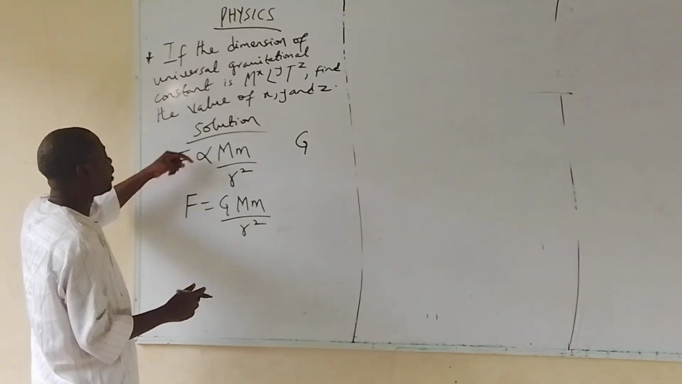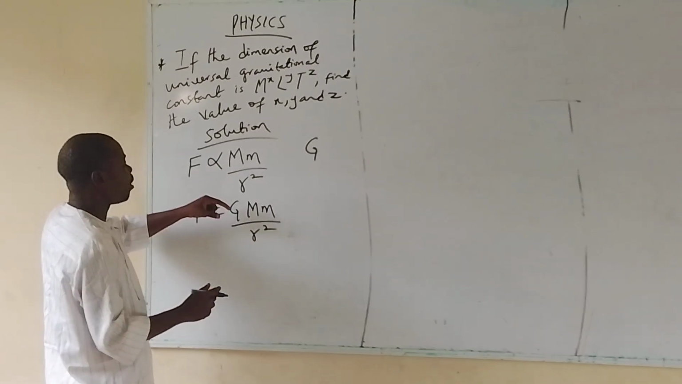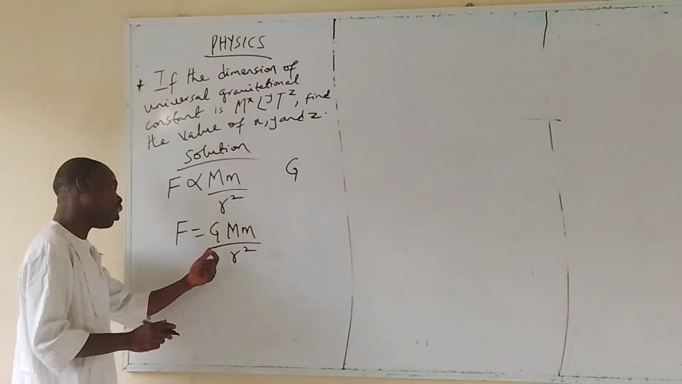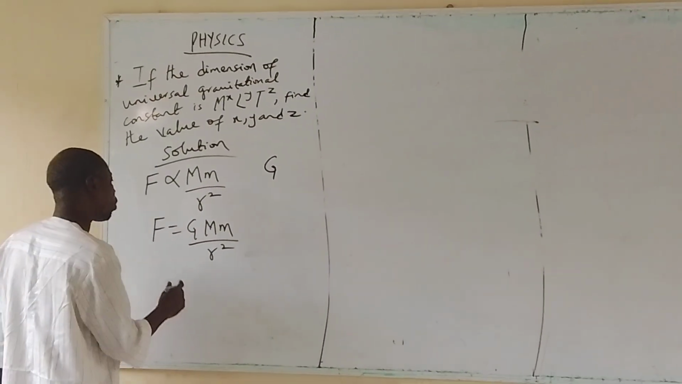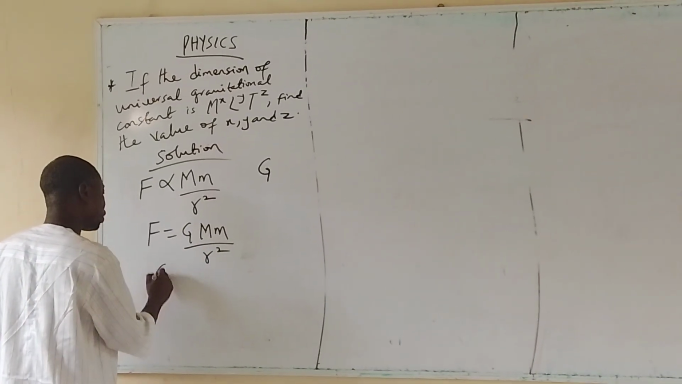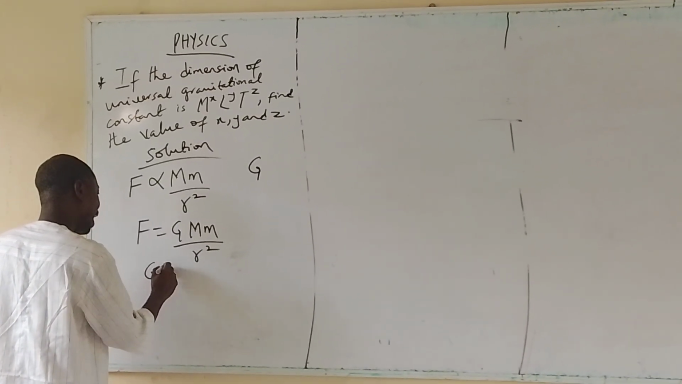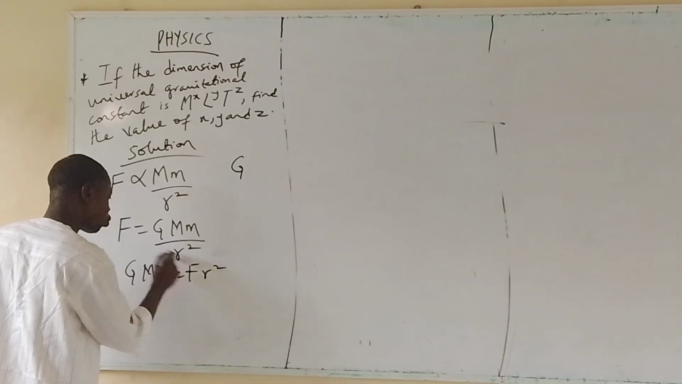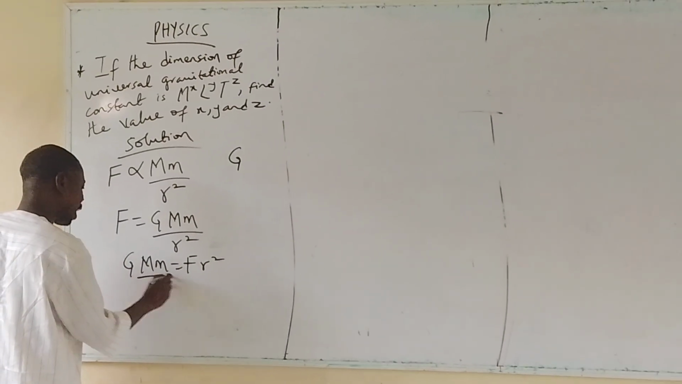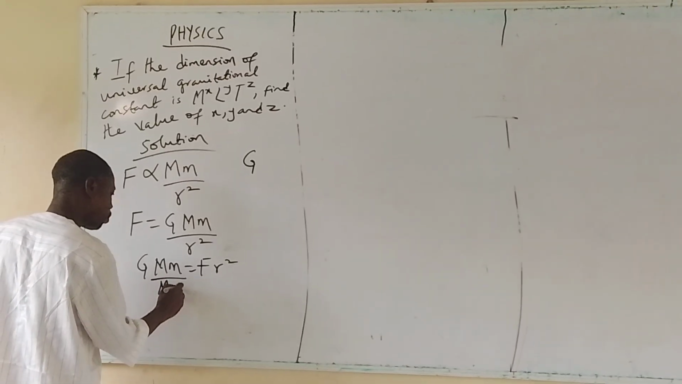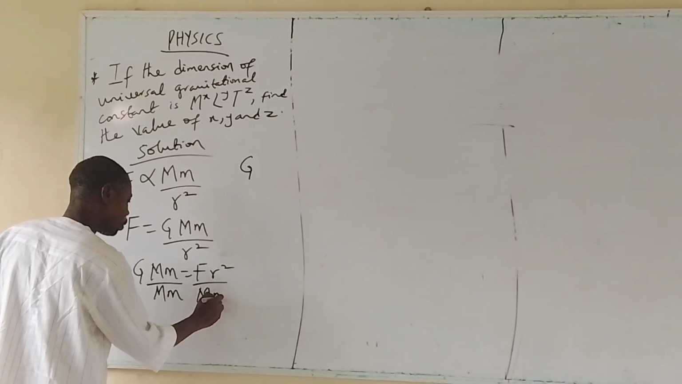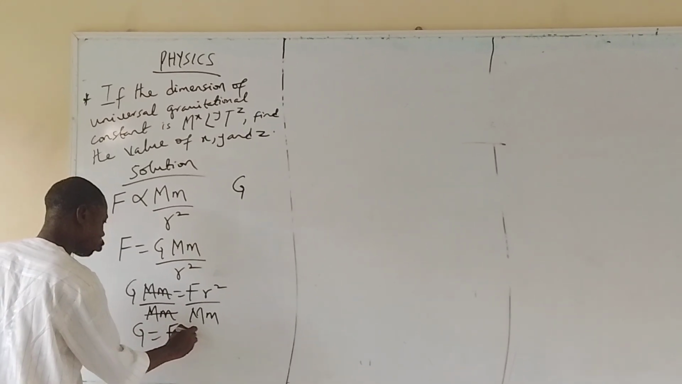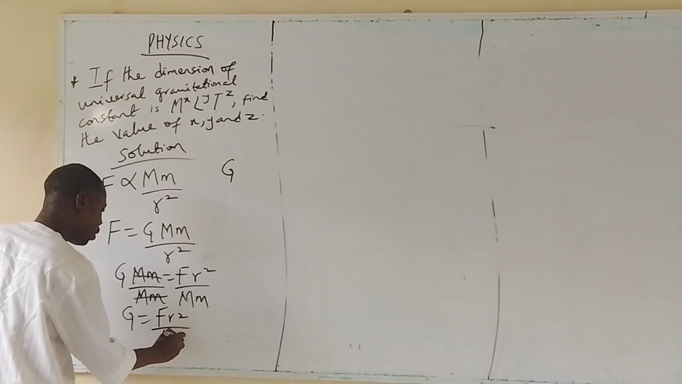I will go from definition to formula, then formula to unit, then unit to dimension. The first thing I'm going to do here is to make G the subject of the formula. If I do the cross multiplication, G M m is equal to F r squared. If I make G the subject, I divide both sides by M m. So analytically, G is equal to F r squared all over M m.